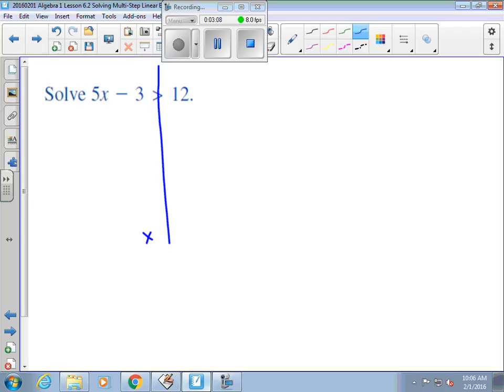You undo addition and subtraction first. It says minus 3. You add 3. If you add it to the left, you know you have to add it to the right. It leaves you with 5x over here. 12 plus 3 is 15. We do not have to reverse the symbol in this case because we did not multiply or divide by a negative number. So it stays just like this.